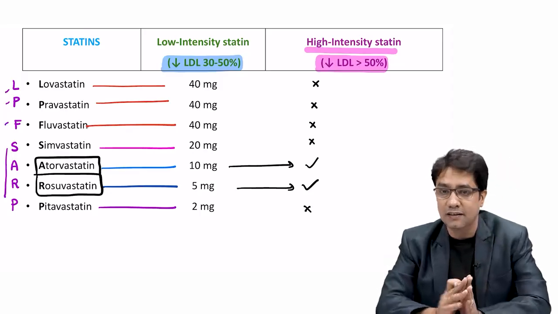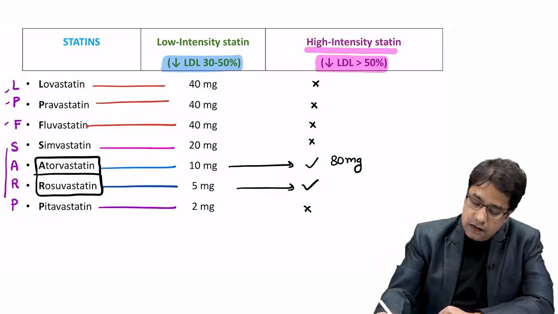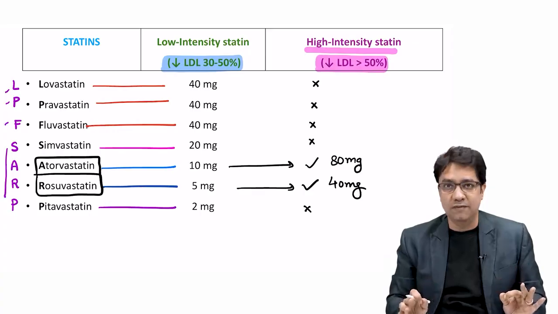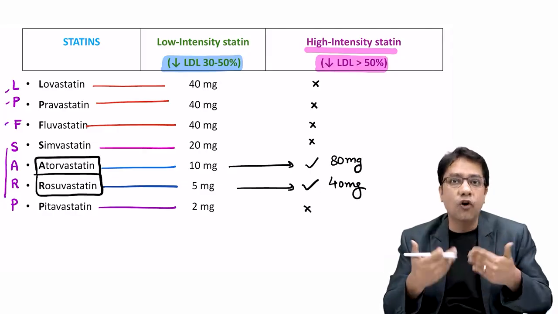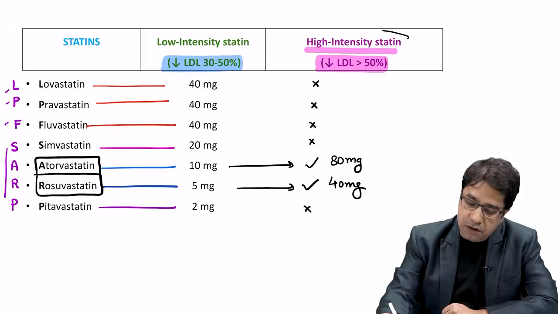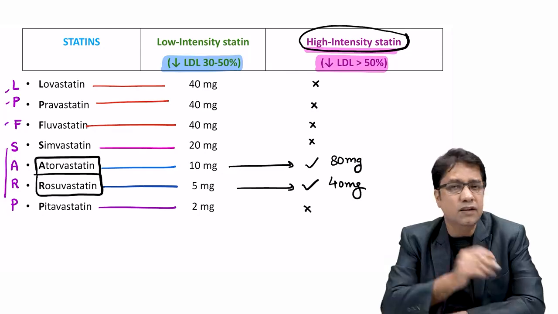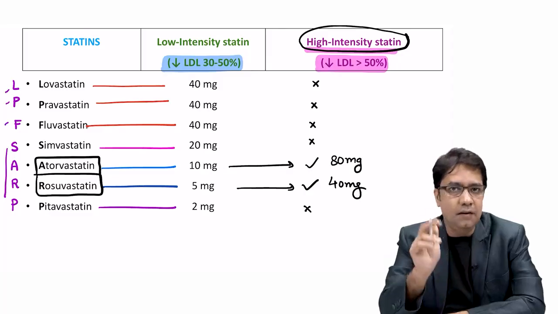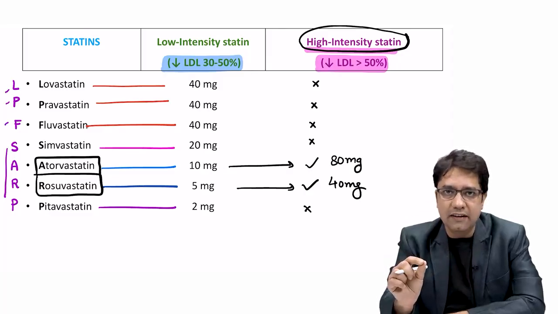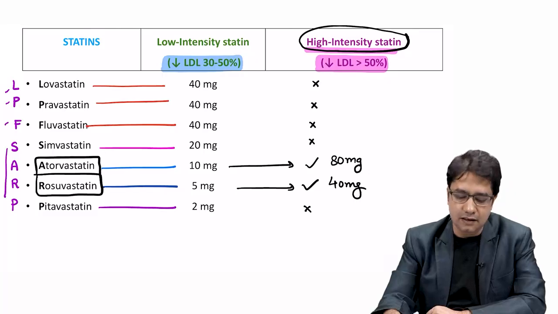So what is the dose? The dose of atorvastatin is 80 mg and of rosuvastatin 40 mg, which is their maximum dose. And at maximum or high dose, they can reduce more LDL level. So this type of therapy is known as high intensity statin therapy. Where it will be used, I am going to tell you. But can you tell me the two statins which are most effective? Atorva and Rosuva. Keeping this in mind, let's answer certain questions.